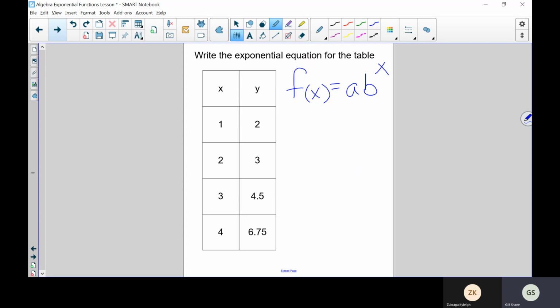And if you don't remember, you should have it written down, but to figure out the pattern, you just pick any two numbers, and the bottom number divided by the top.